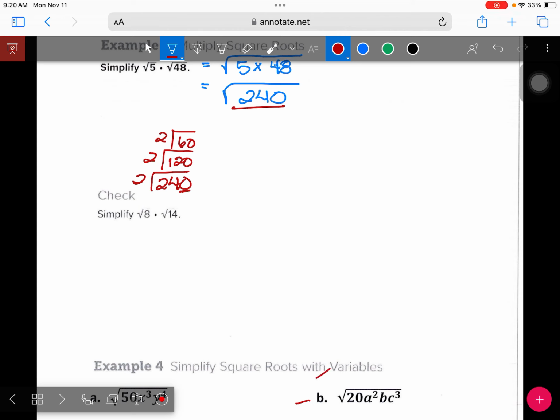60 divided by 2 is 30. 30 divided by 2 is 15. 15 is not even, so I can't divide by 2. It does end in 5, so I can divide by 3. Or since it ends in 5, I could divide by 5. Either one. I'll say 3 since you said 3. That gives me 5, and 5 is definitely divisible by 5 to give me that 1.